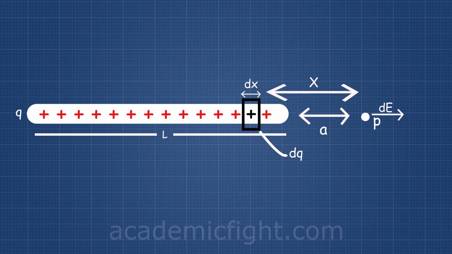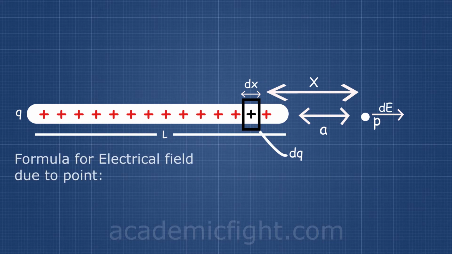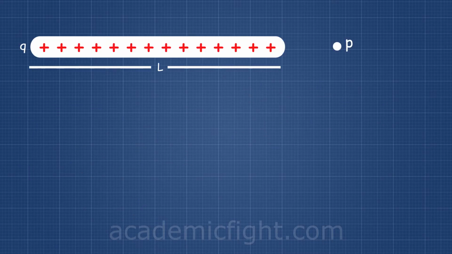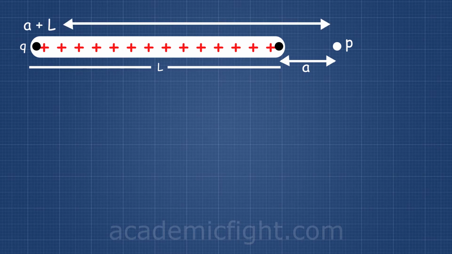Now, this length dx is so small that it acts as a point charge. So the formula for electric field due to a point charge can easily be applied. Therefore we have dE is equal to k into dq by x squared. Now let's say we choose any random point from the rod to point P, and we keep finding dE similarly for all points on the rod. Let's say the point on the rod closest to point P is at a distance A, and the point furthest is, therefore, A plus L.